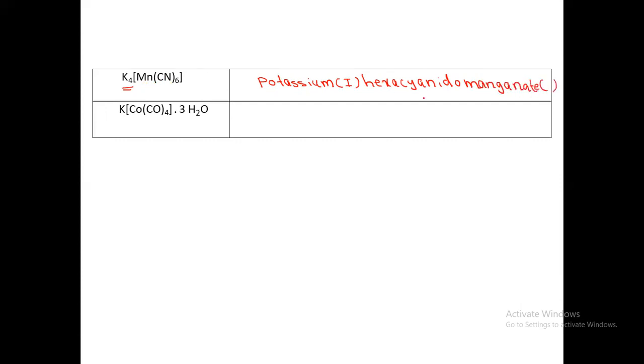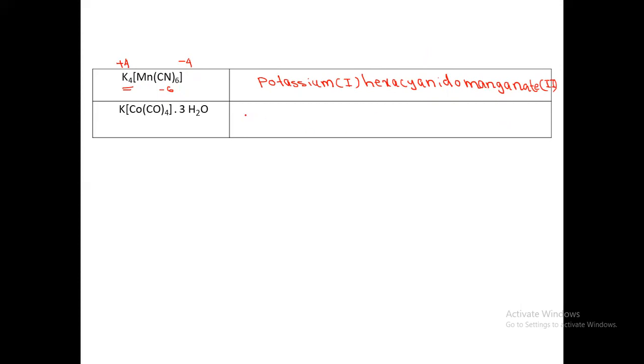What is the charge? Whenever the metal is written, the charge should be within the parenthesis. So this is plus 4 outside, right? 4K plus. So the complex balances at minus 4. Cyanide has minus 6. So 2 minus 6 is minus 4. So manganate 2. The 2 plus is the charge of the metal ion. The metal ion is Mn2 plus.